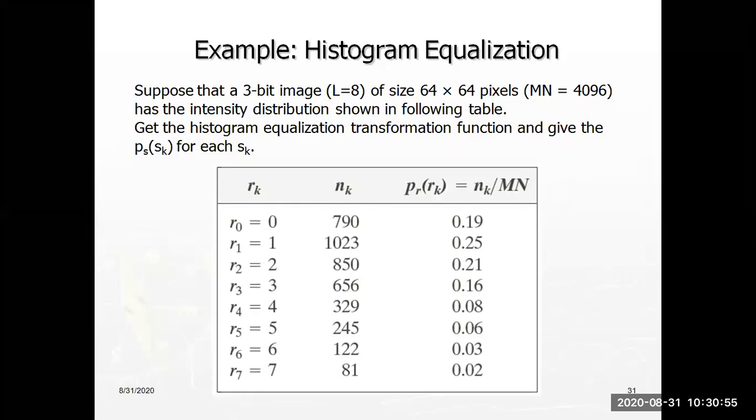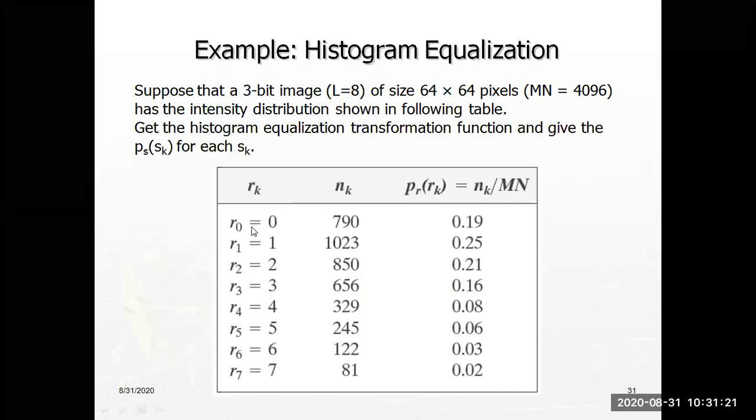R suffix k, N suffix k, and probability of R. So suppose, consider how many scale ranges? R0, R1, R2, R3, R4, R5, R6, R7. So R0 equal to 0 intensity value. Having how many pixel values? 790. Suppose there are mn pixel values. Here we are not mentioning the mn value, but there are so many different pixel values.